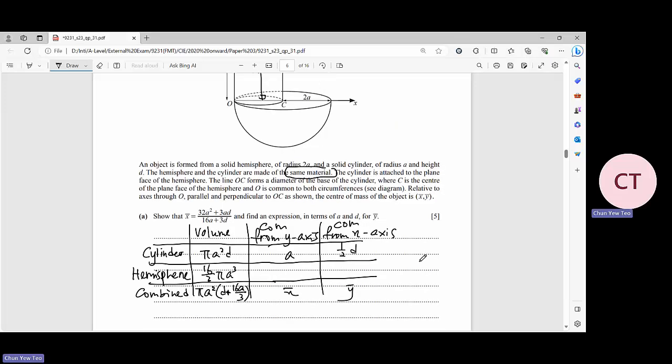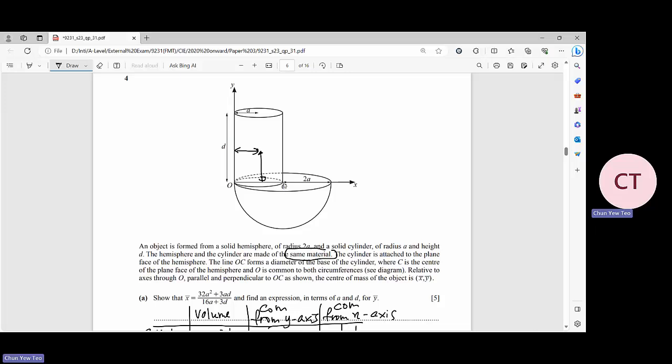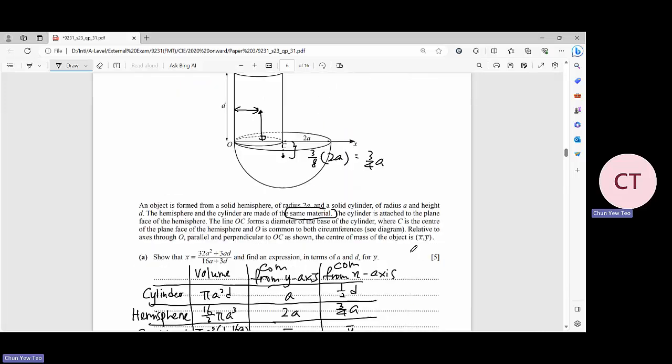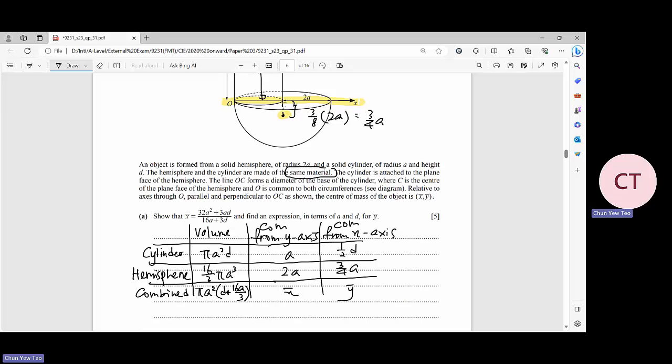Then for the hemisphere, you just need to refer to the formula booklet MF19. It actually shows that it's 3 over 8 of the radius, from the center of the hemisphere's circle. So this one will be 3 over 4 a. So this one will be 2a and 3 over 4 a. But this is actually below the horizontal axis, and since we're talking about the coordinate below the horizontal axis, this will be negative.